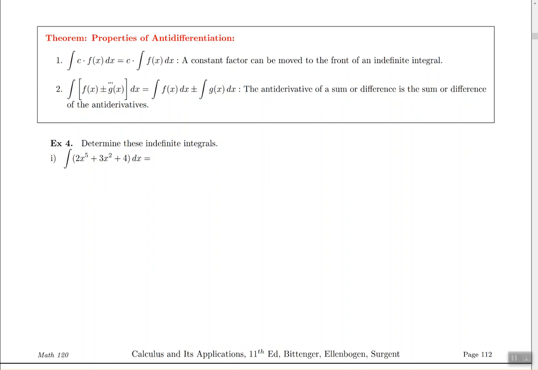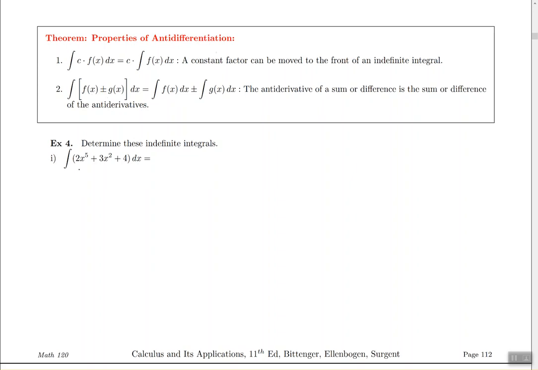And also, when we were differentiating sums or differences, we did not need special rules for that. We just did the derivative of the first, derivative of the second, and then added or subtracted in the middle. This is what the second property in this table is basically saying about antiderivatives. So let's take a look at a couple of examples.